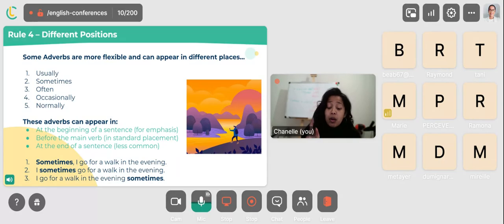They can be used before the main verb in standard placement. I sometimes go for a walk in the evenings. And the third position is at the end of a sentence, which is less common. I go for a walk in the evening sometimes.